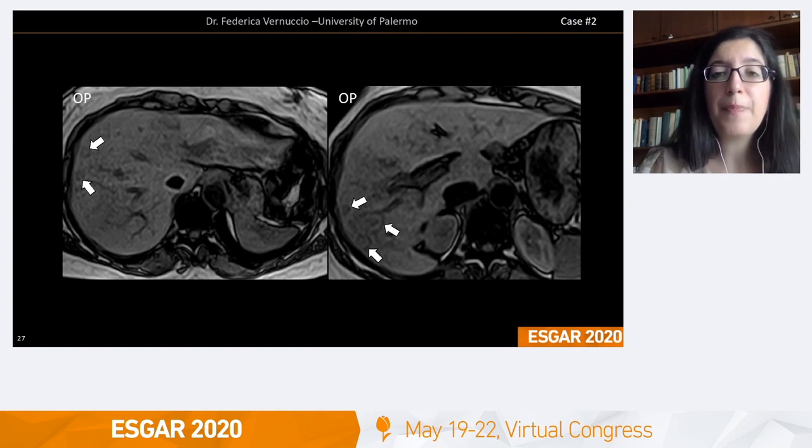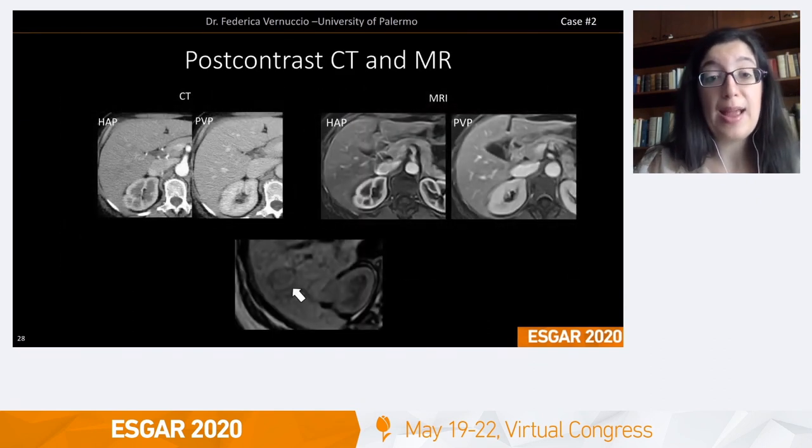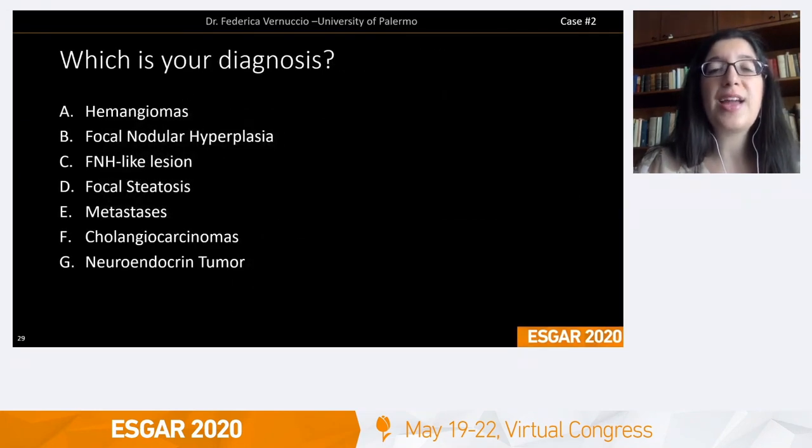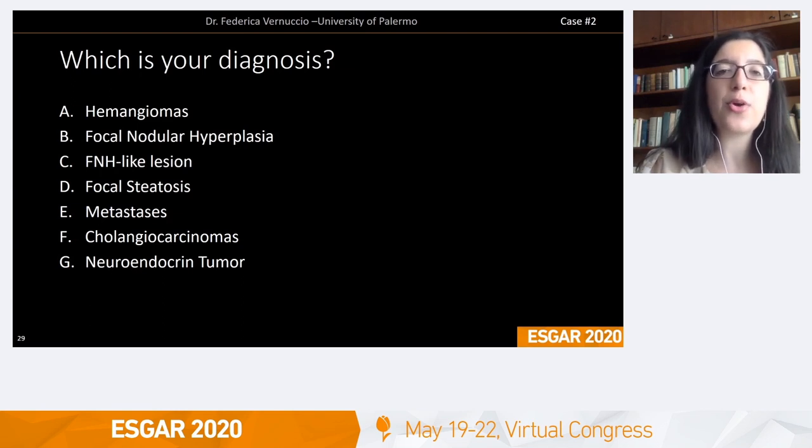They are multiple, and here is the corresponding CT and MRI images for one of the lesions, so we can see it on the opposed phase, but we cannot see it on CT or MRI on post-contrast images. So which is your diagnosis at this point? You have all elements, you have ultrasound, you have CT, you have MRI. Now I want you to answer one of these. I will give you, starting from now, 30 seconds. During these seconds, please go to the chat and answer A, hemangiomas, B, FNH, C, FNH-like lesion, D, focal steatosis, E, metastasis, F, cholangiocarcinoma, or G, neuroendocrine tumor.